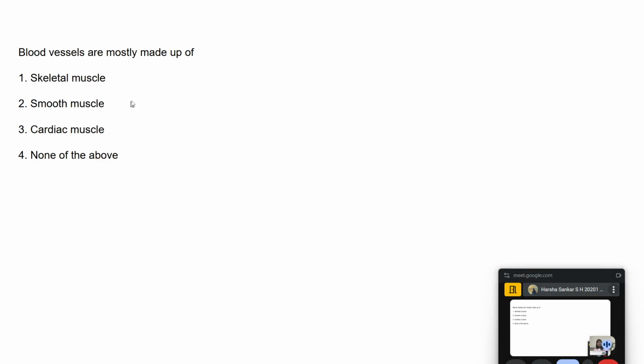Blood vessels are mostly made up of what? Correct answer is option 2, smooth muscles.